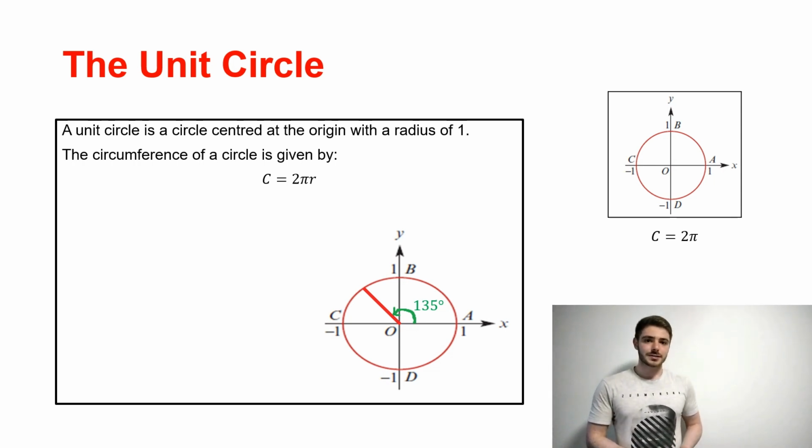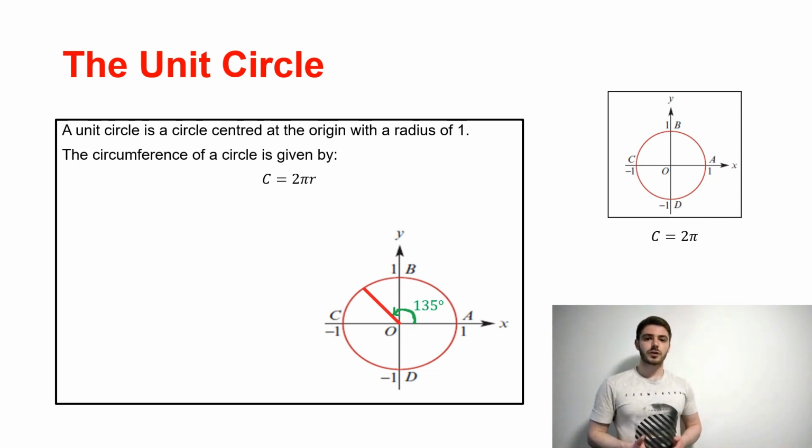Secondly, we can use radians. If we express our angle in radians, we're expressing it in terms of the circumference of the circle. We know that the circumference of a unit circle is 2 pi. So one full rotation of the unit circle can be completed in 2 pi radians. Again, this angle is measured in an anti-clockwise direction from the x-axis.